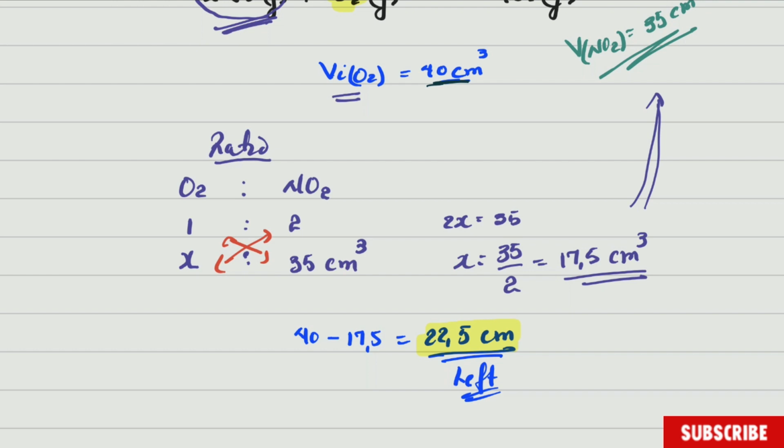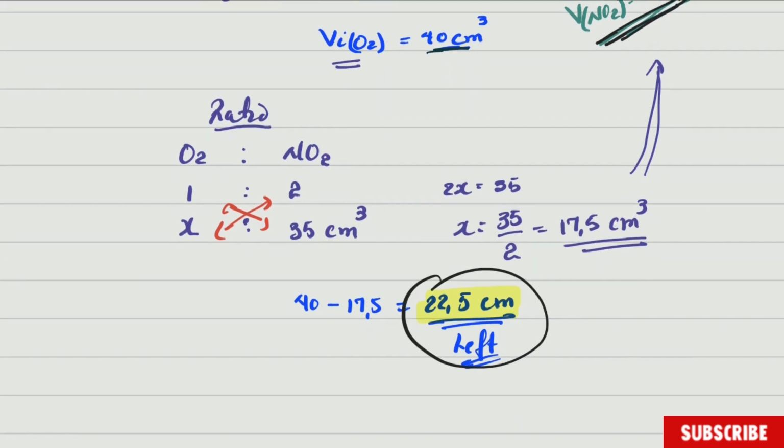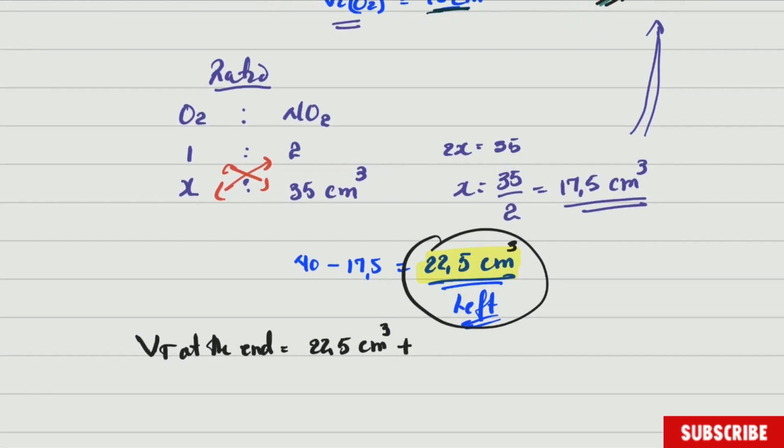It's left behind. Okay, so what is the total amount of gas at the end in the container, which is the question here? Well, the total amount of volume present in the container is going to be the whole volume of the nitrogen dioxide plus the one that is left from the oxygen. In other words, the total volume at the end is going to be equal to 22,5 cubic centimeter. All this is cubic centimeter, guys, plus the 35 centimeter that is produced.